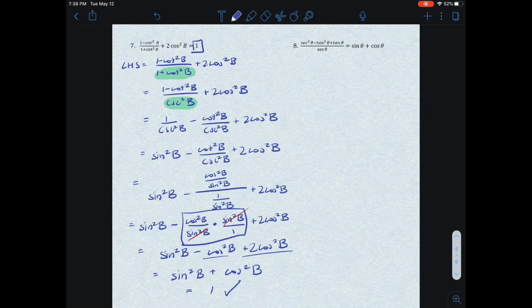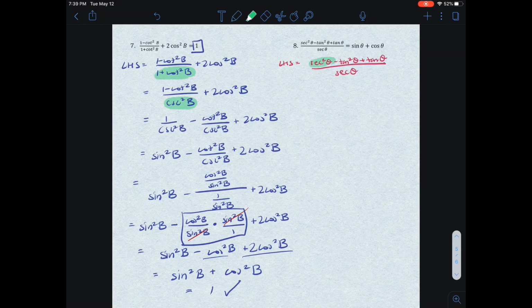Here's our last example for today. As usual, try number 8 on your own, and when you're ready, press play. So I'm going to definitely start with the left-hand side here. And then from here, I'm thinking, is there anything I can do with this expression?